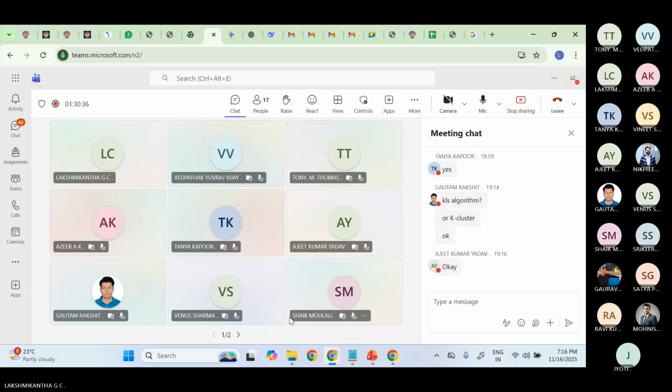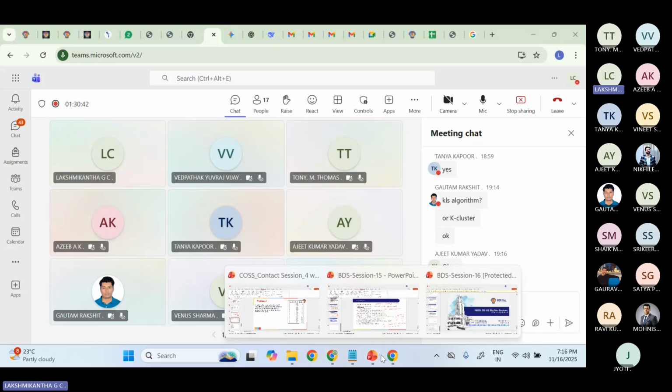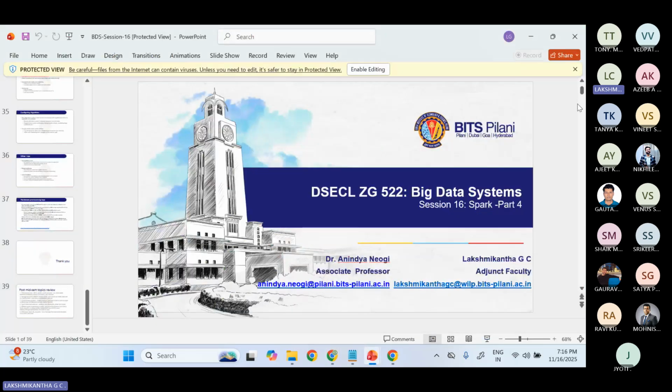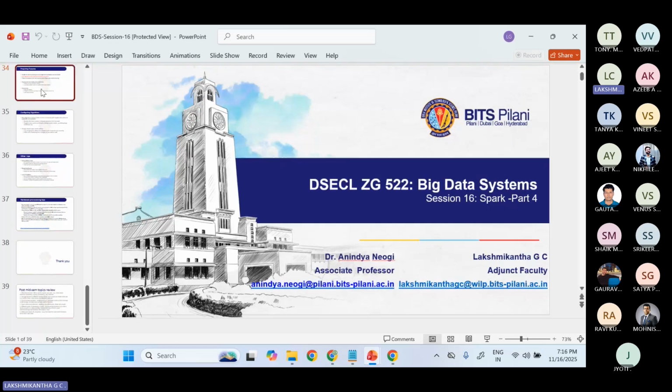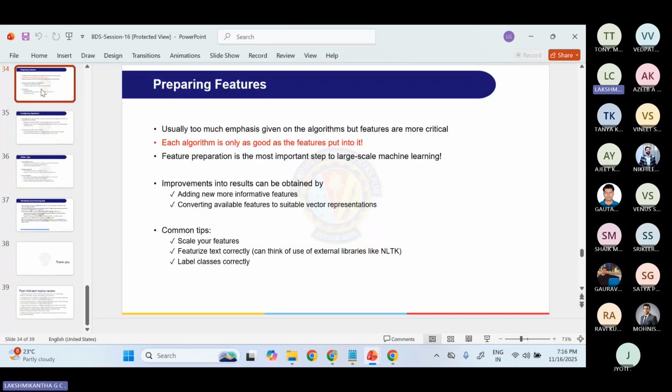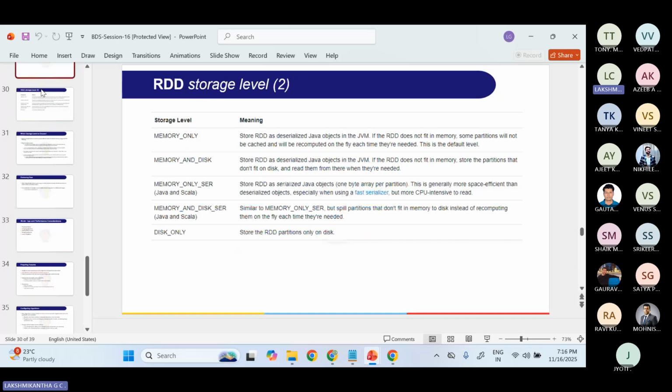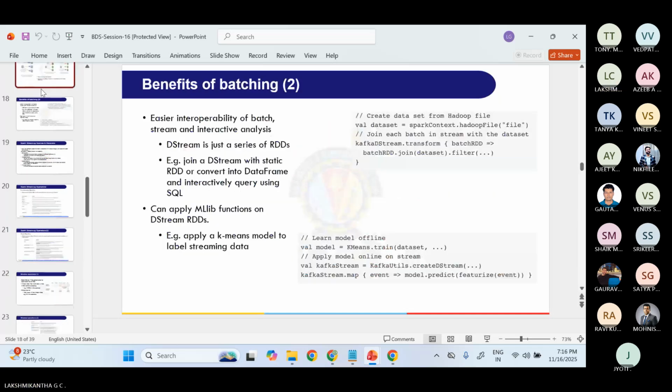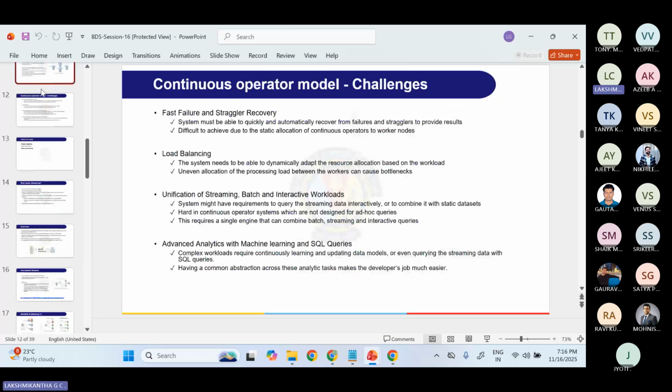So we had only 20 slides, guys. Even the next session has a smaller number of slides, only 40 slides, which are very much theoretical concepts. So we can discuss this in the next coming class.